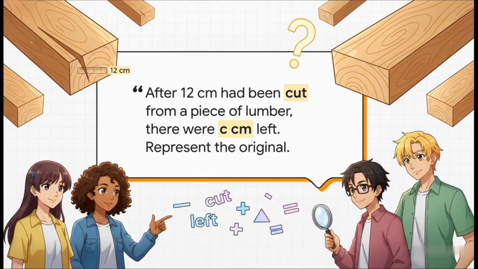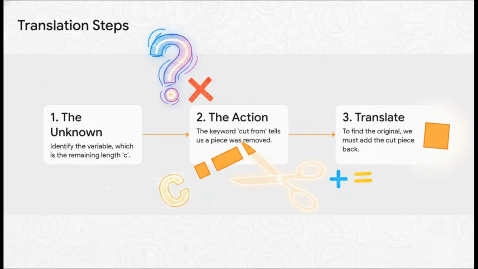Okay, let's look at our first problem. We need to figure out the original length of this piece of lumber. The key here is to hunt for the words that tell us what mathematical action actually happened. Do you see any from our list? We can break this down into a super simple three-step translation. First, we figure out what our variable is, which is c, the remaining length. Second, we spot the action phrase, cut from.